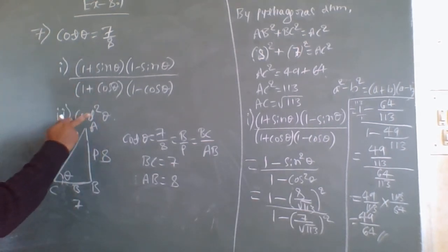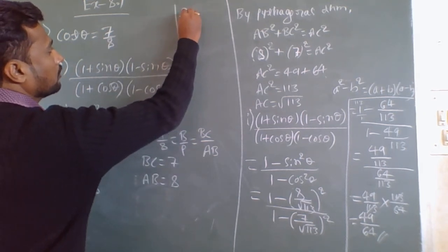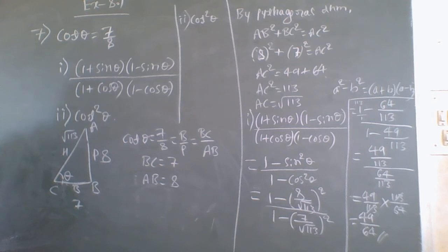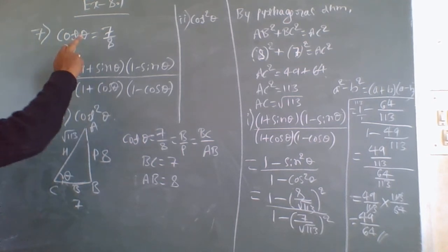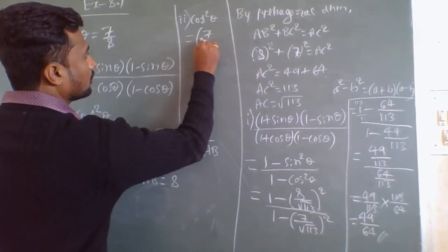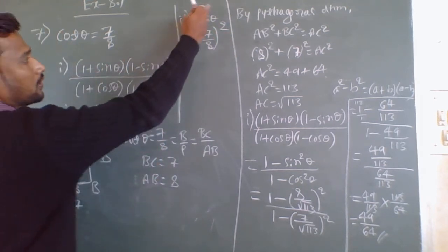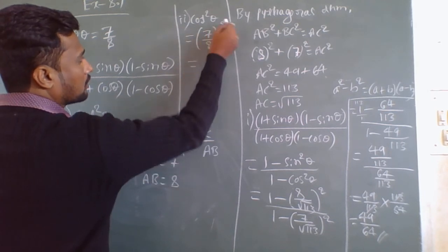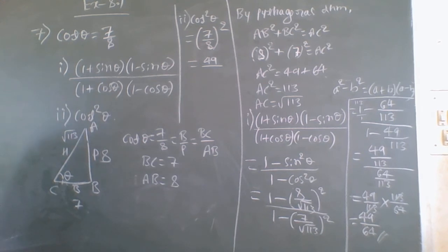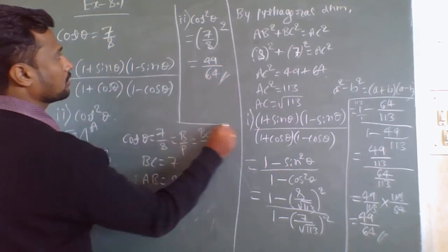Now we have to evaluate cot square theta. So here I will write the second one, cot square theta. Here they have given the cot theta value directly. Cot theta is equal to 7 by 8. So I will write 7 by 8 whole square, because they have given cot theta is equal to 7 by 8. Cot square theta means 7 by 8 whole square. So 7 square is 49 divided by 8 square, which is 64. So 49 by 64 again.